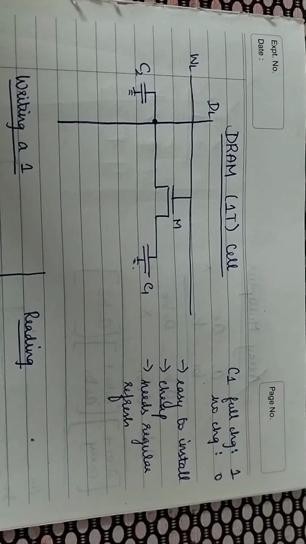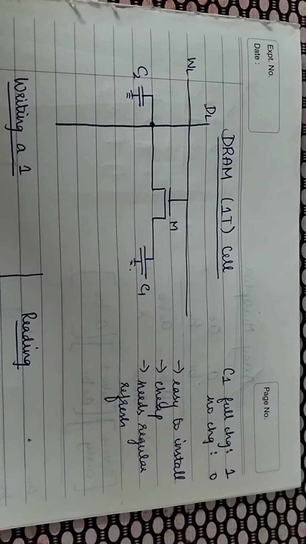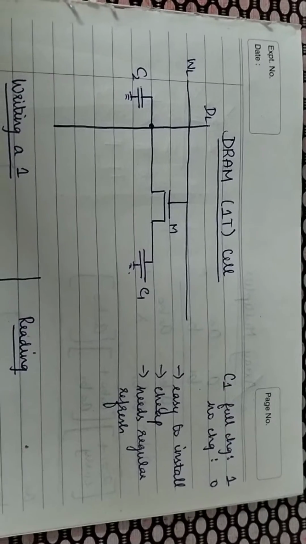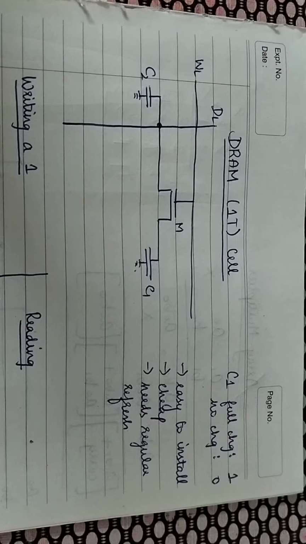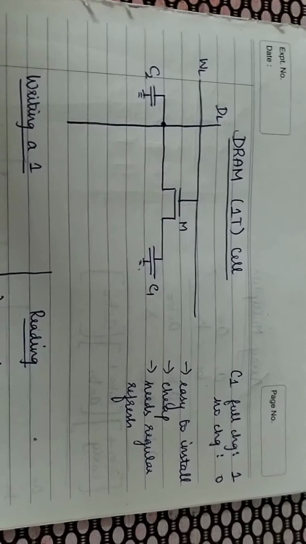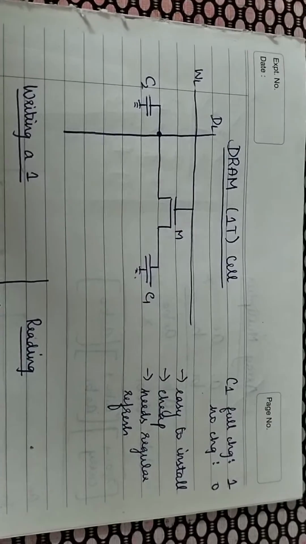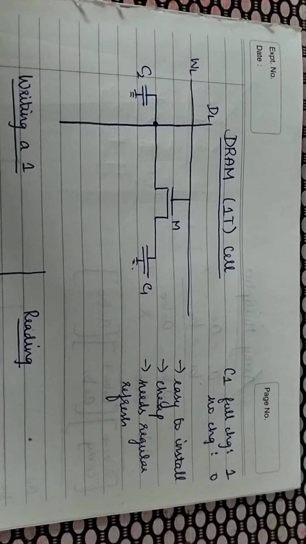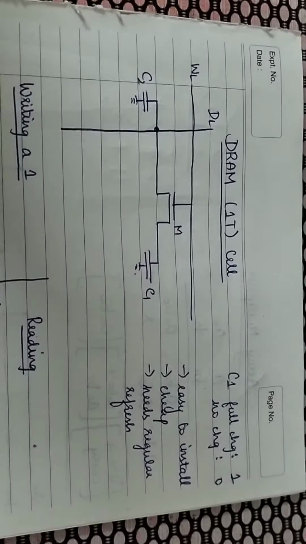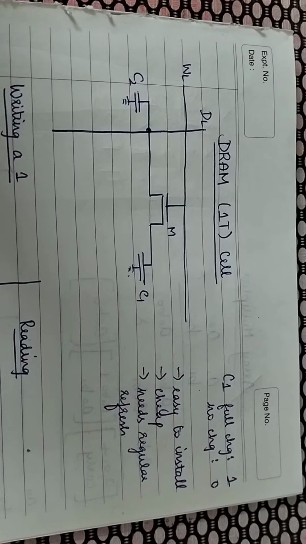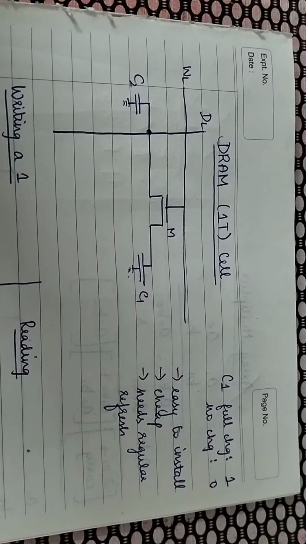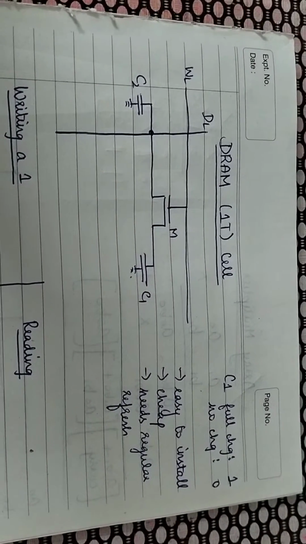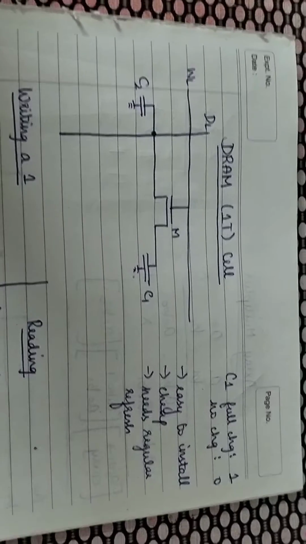Okay, in this segment we are going to be looking at the one transistor dynamic RAM cell. A quick introduction before we begin. Computer memory, as we know, is made up of random access memory or RAM and read-only memory or ROM. Within RAM there are two subtypes, static RAM or SRAM and dynamic RAM or DRAM. So in this segment we are going to be looking at one of the dynamic RAM cells, which is the one transistor DRAM or 1T DRAM.